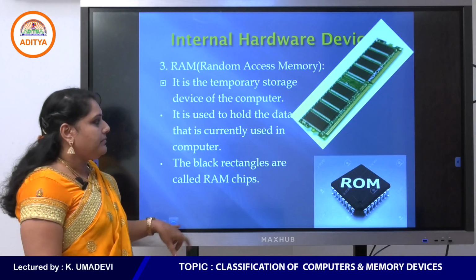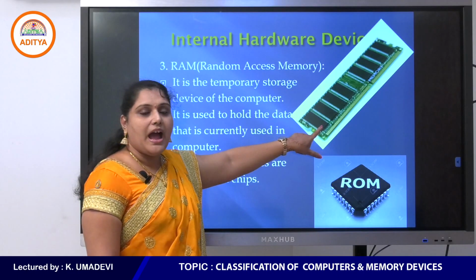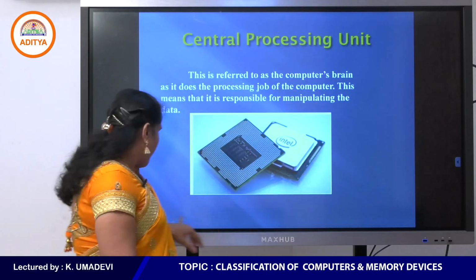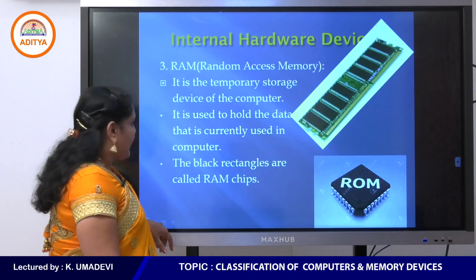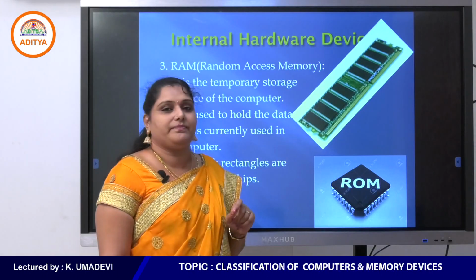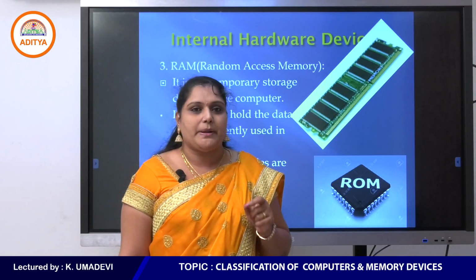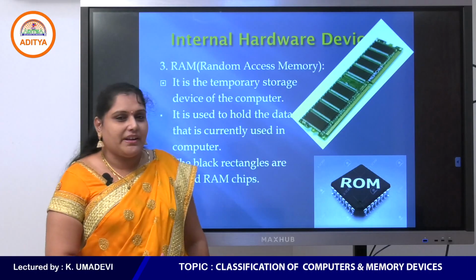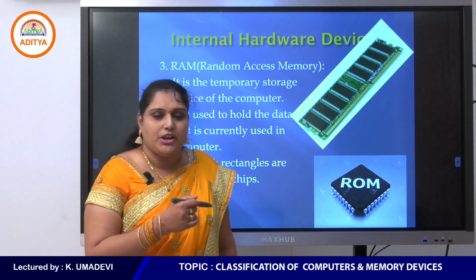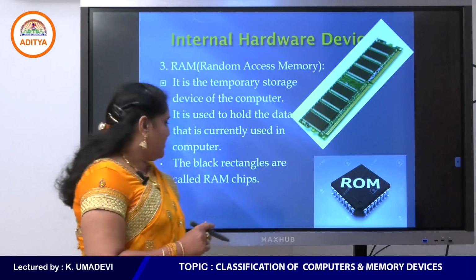Okay, so this is a RAM chip and this is a ROM chip. What is the purpose of RAM and ROM? Random access memory and read-only memory. Which is temporary and which is permanent, students? RAM is temporary and ROM is permanent.